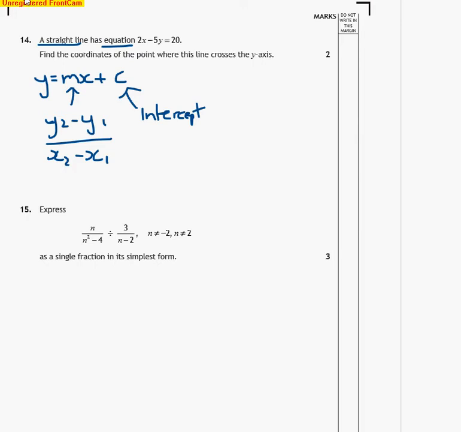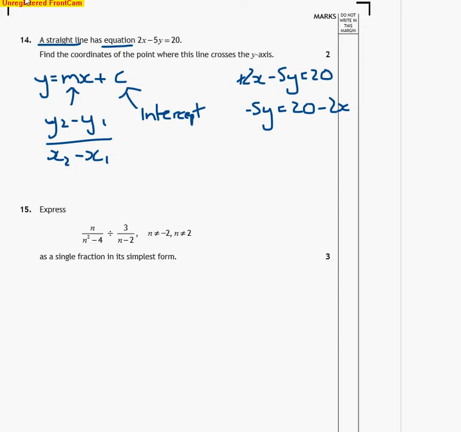Okay, so let's have a look. We want to basically make y the subject. So 2x minus 5y is equal to 20. First thing I'm going to do, let's move the x over. So that's going to give me minus 5y is equal to 20, take away 2x. Because here it's basically plus 2x, do the opposite, minus 2x.